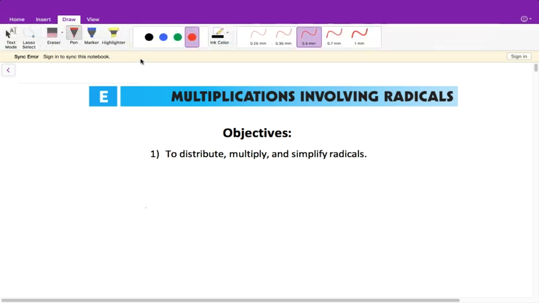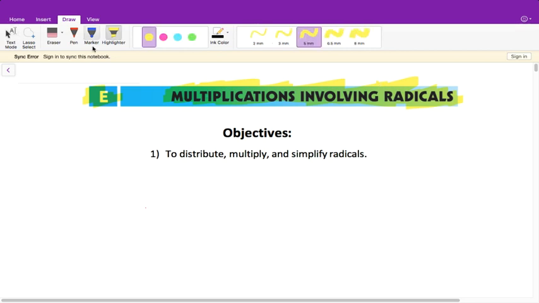All right, so now we're moving on to the last section of chapter 5, and that's section E, and it's going to be multiplications involving radicals. All right, so we have already done multiplications with radicals, so this section really should be very quick and very easy. We're now just going to discuss and go over one particular type of how we will present the multiplication now.